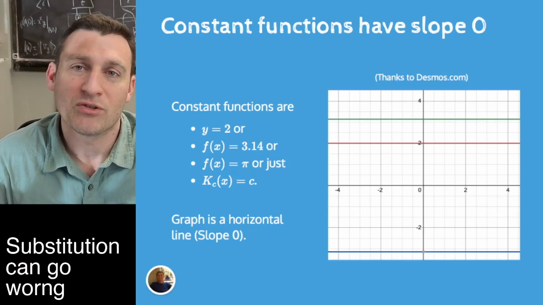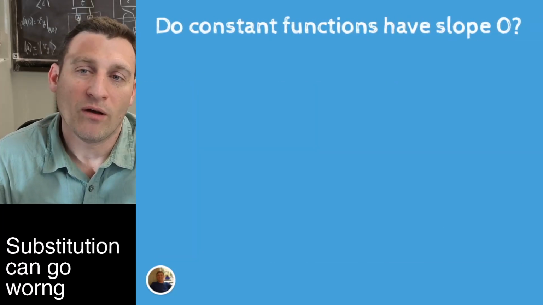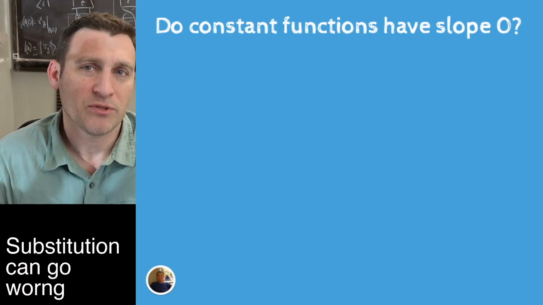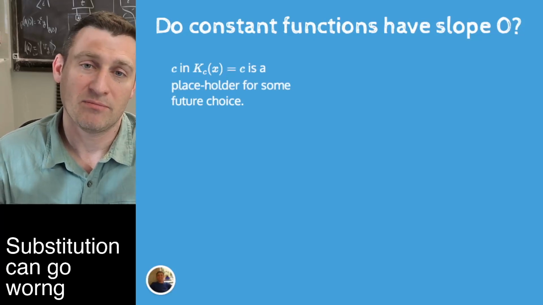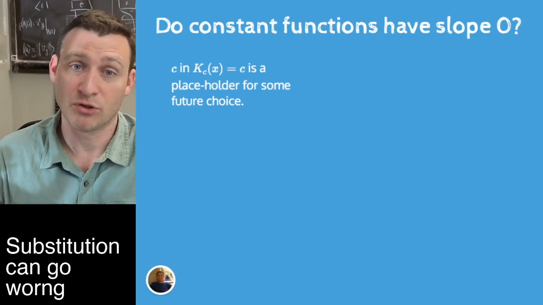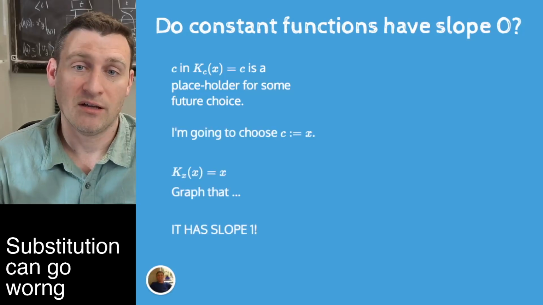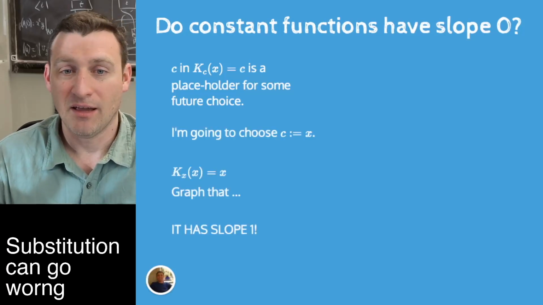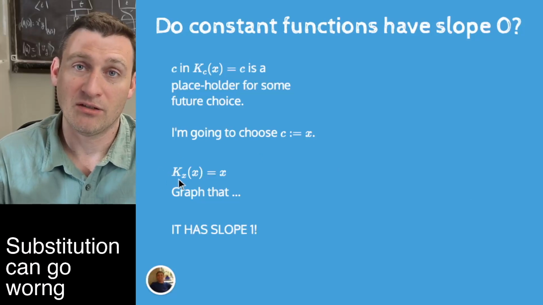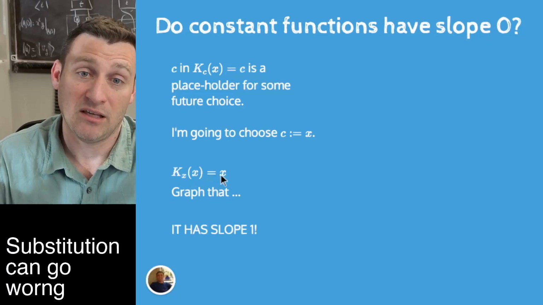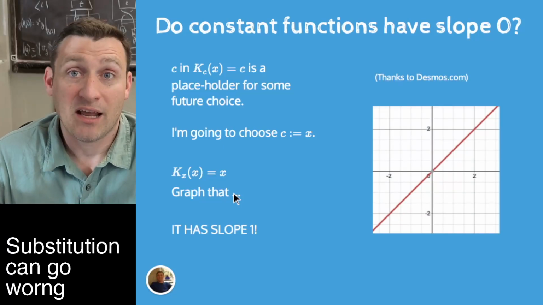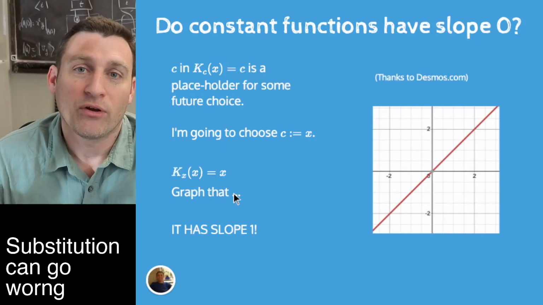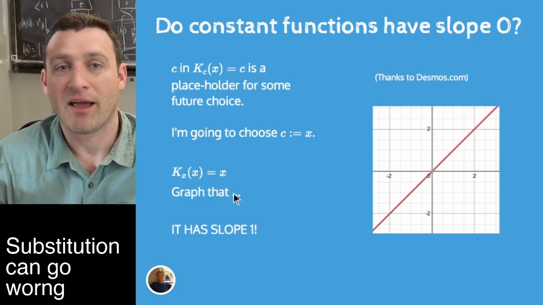So what's going to be the trouble? Well, do all constant functions have slope 0? Let's try the Curry-Feys hack. See, c in k sub c of x is the placeholder for some future choice. What Curry and Feys did is they chose c to be x. And now we see the genius of their method. They took the constant function, and by replacing c with x, they have k sub x of x equaling x. If we graph that, it's just the line y equals x. It has slope 1. This is how Curry and Feys hacked the Constance conundrum.